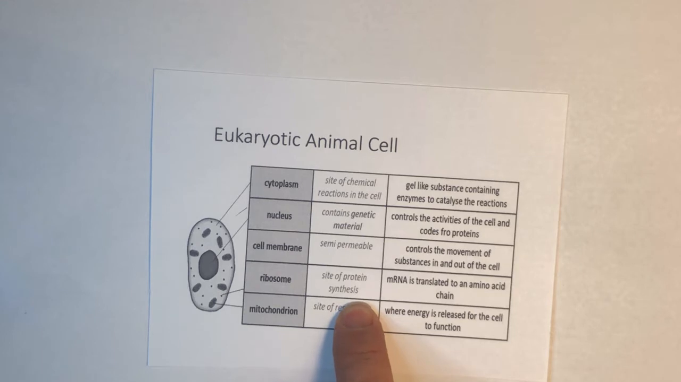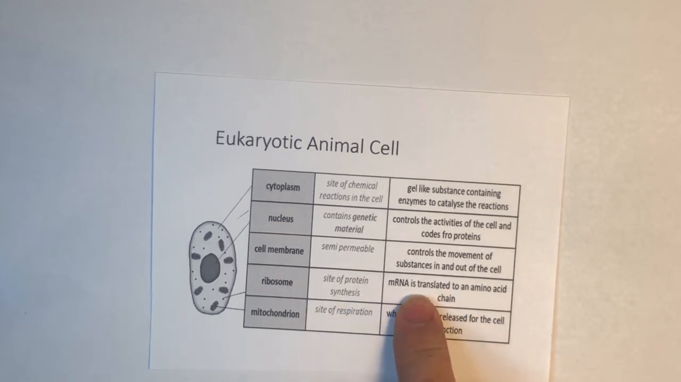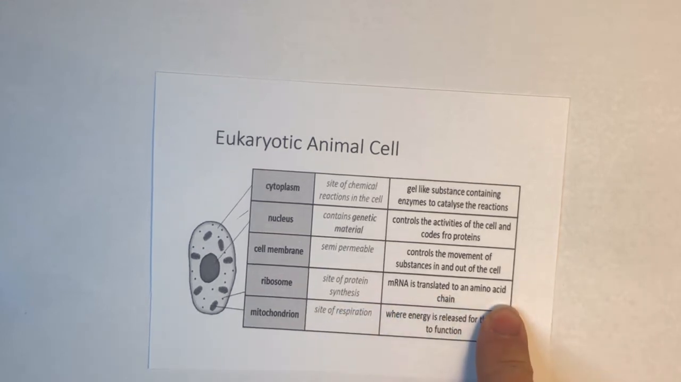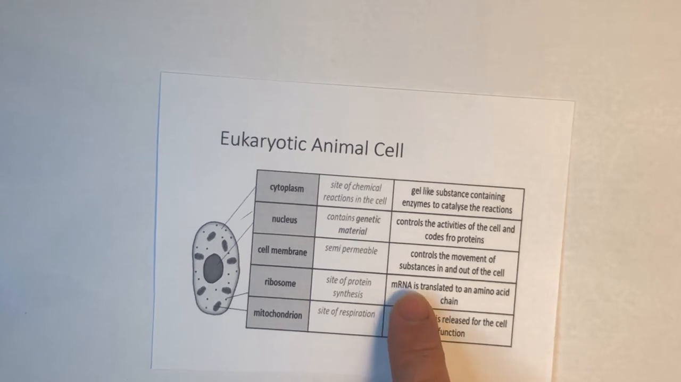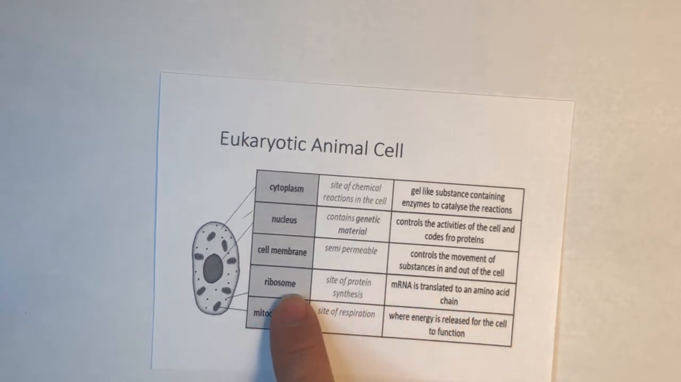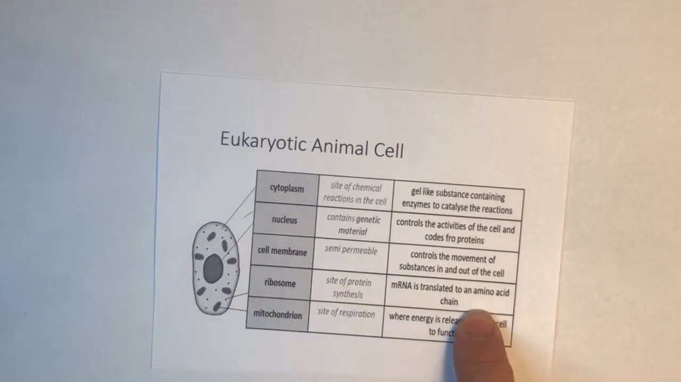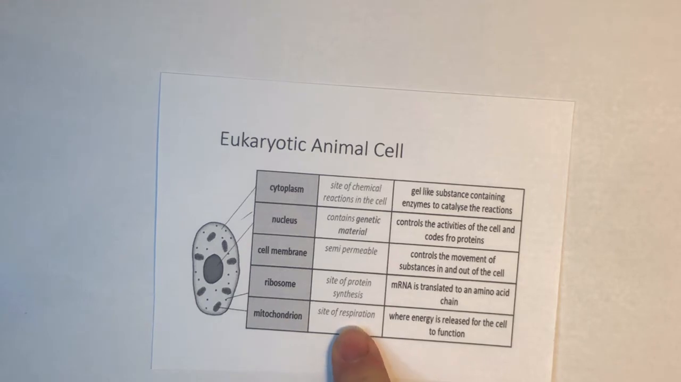Remember key terminology: mRNA is translated to an amino acid chain. mRNA is a copy of half of the DNA that's then translated out into the cytoplasm, out to the ribosome, which then makes protein, which are amino acids. The mitochondrion is the site of respiration, and this is where energy is released for the cell to function.